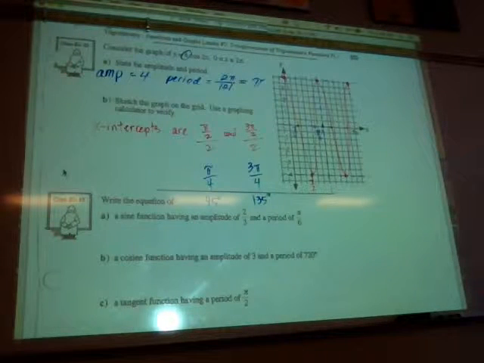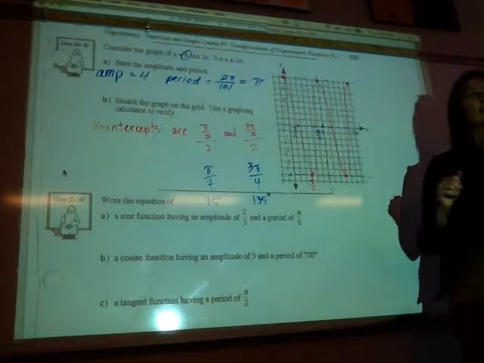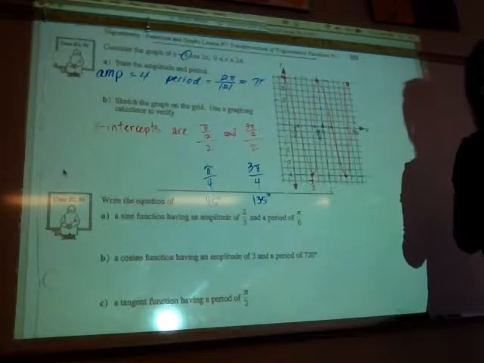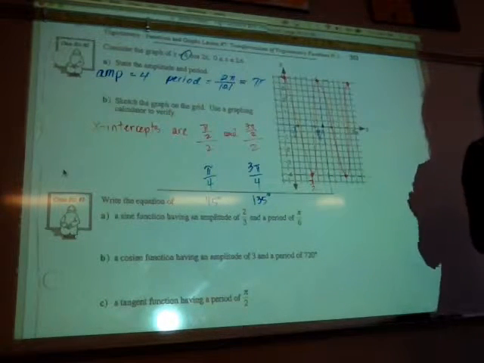So to draw a trig function, you want to first figure out what is your amplitude, what is your period, what are your key points, so your maximums, your minimums, and your x-intercepts. And then you apply the stretch factors to those, okay?